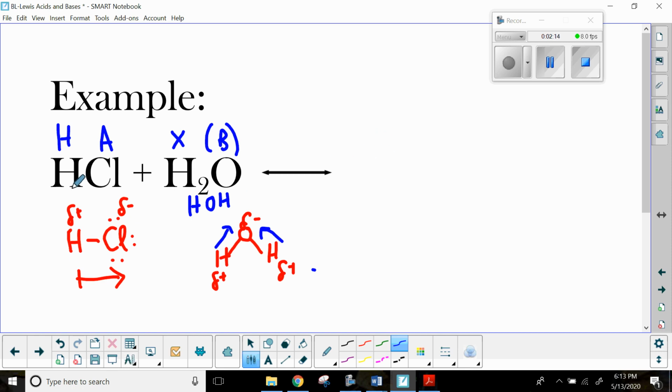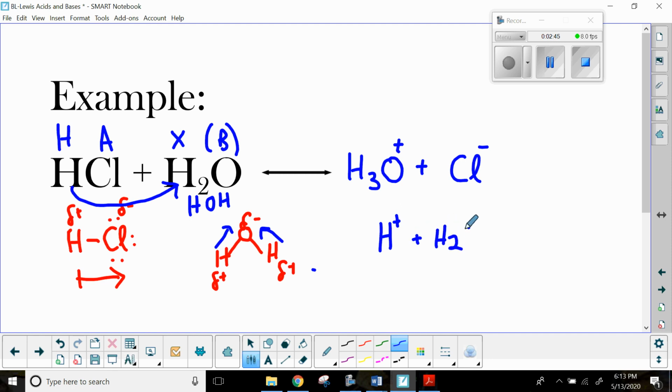I'm going to end up donating this hydrogen, or its proton, to the H2O, and look at the species that I create. I create something called hydronium. Hydronium is water with an extra proton, and the chlorine will be out there by itself. Another way to write this is going to be H plus, H2O plus Cl minus.